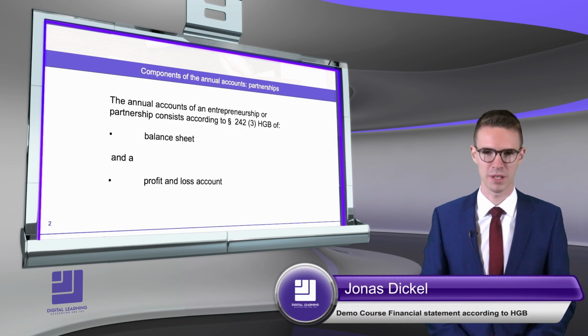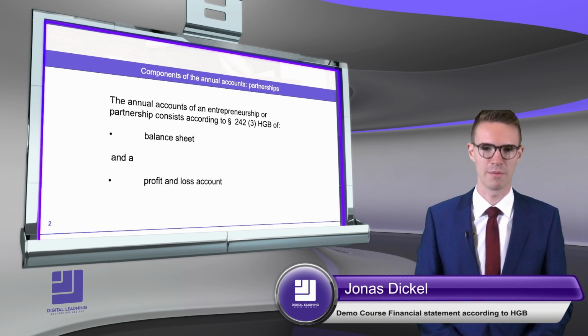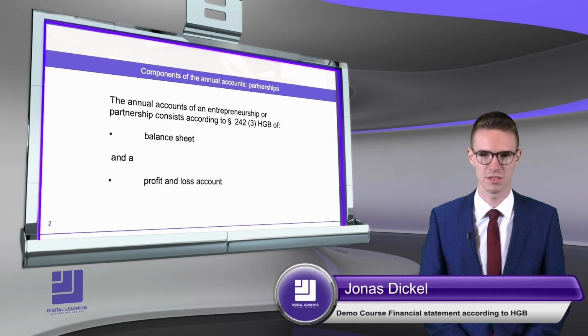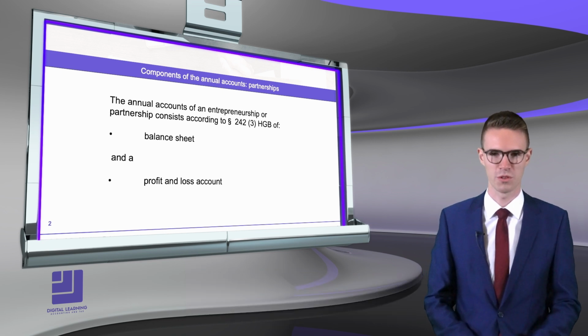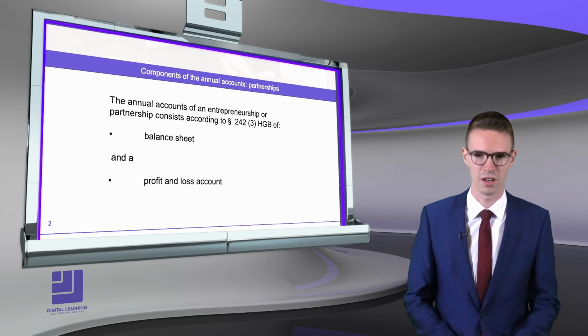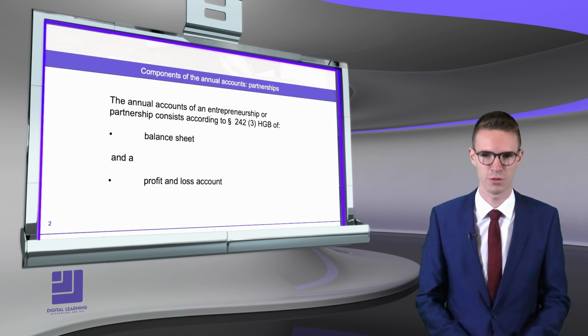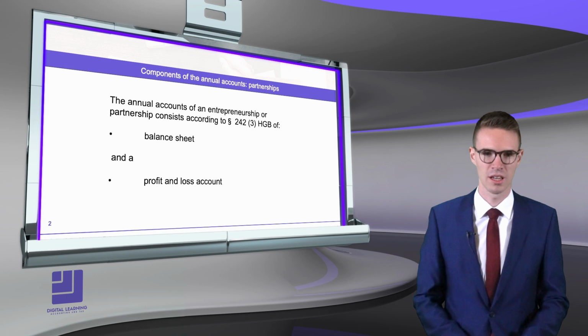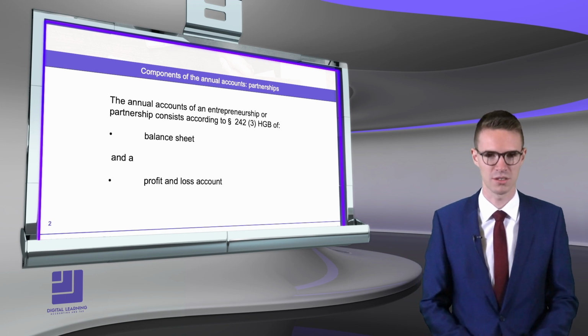At the beginning I start with the components of annual accounts. The number of components depends on the legal type of the company. Here you can see the annual accounts components of an entrepreneurship or partnership according to paragraph 242(3) HGB, the balance sheet and the profit and loss account.